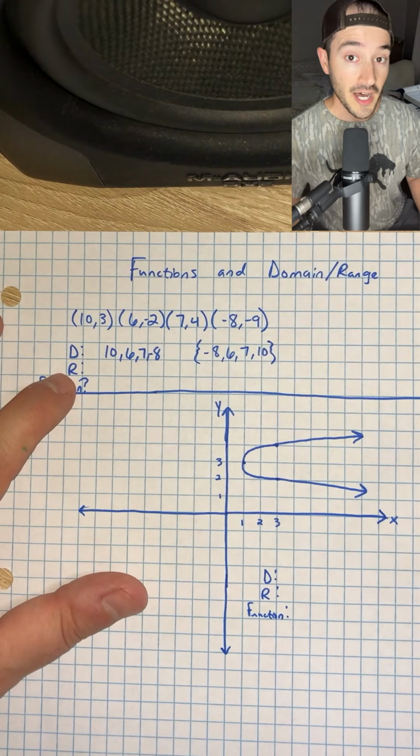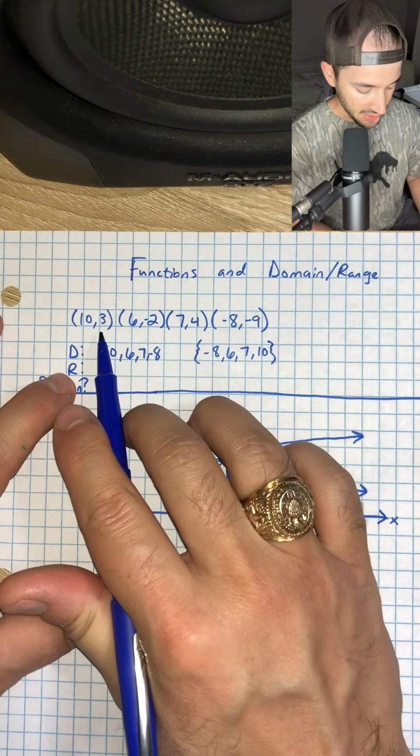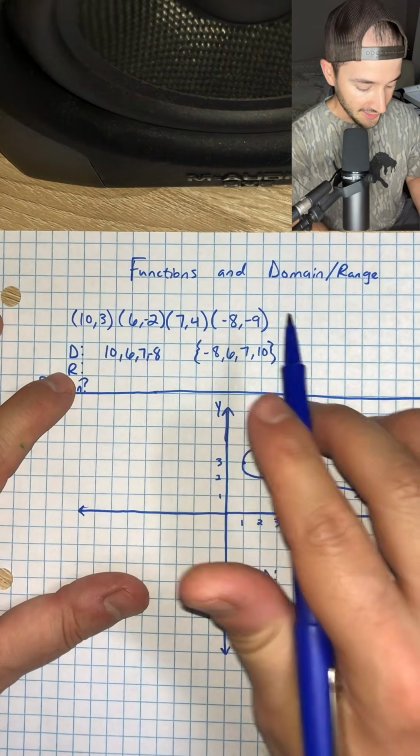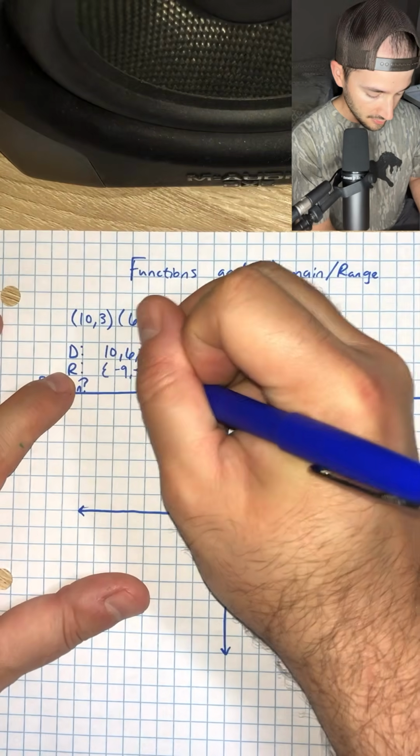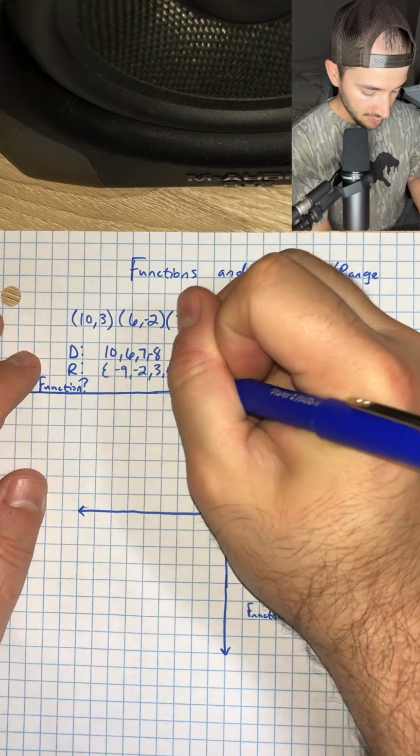Our range is all the y values, so we could do the same thing. So we have 3, -2, 4, and -9. So from least to greatest, we can write -9, -2, 3, and 4.